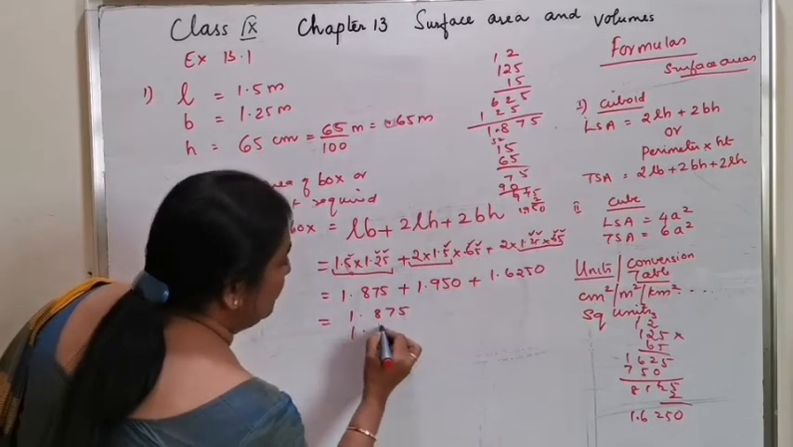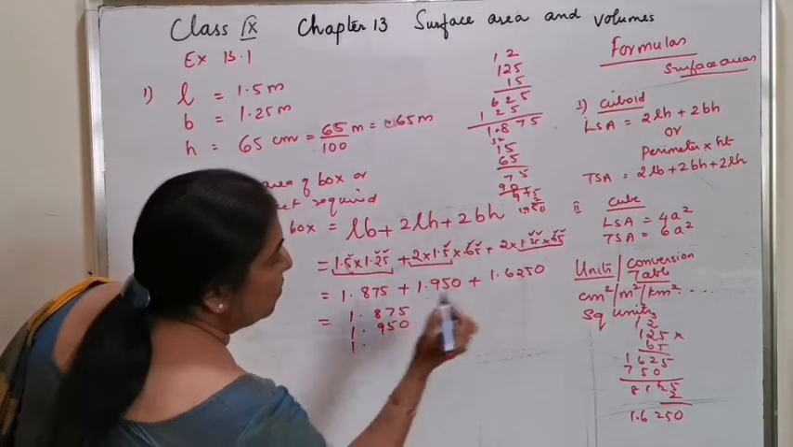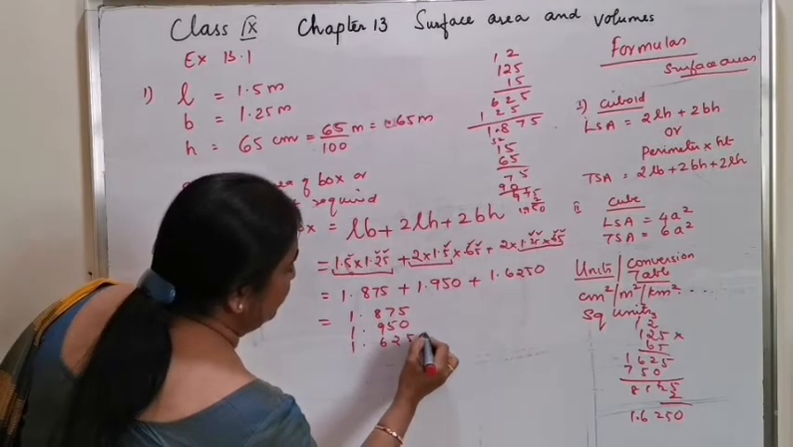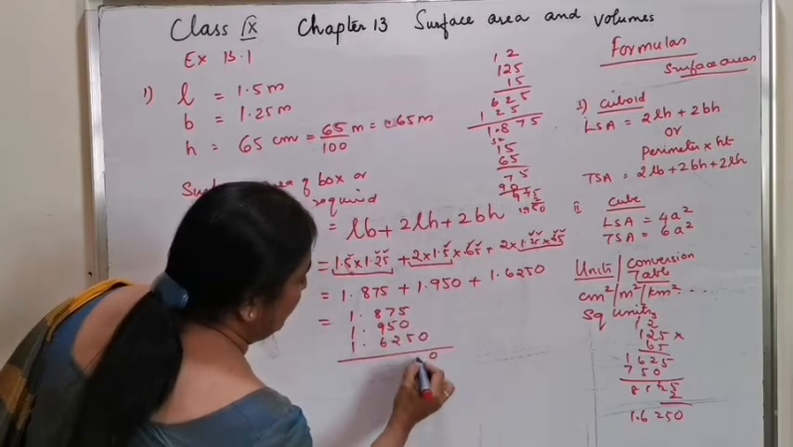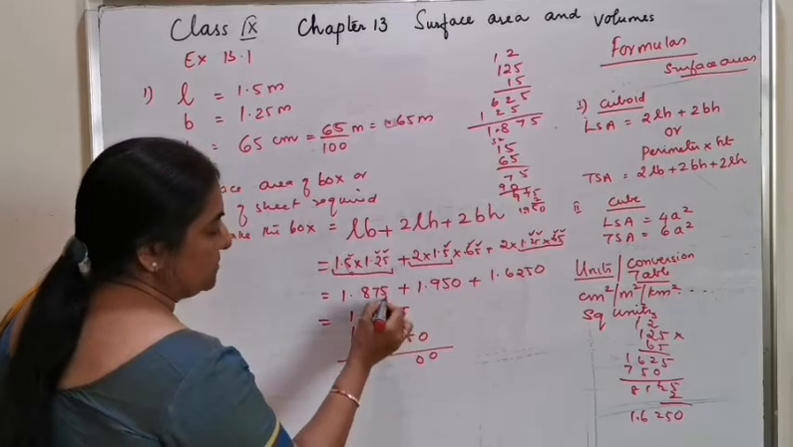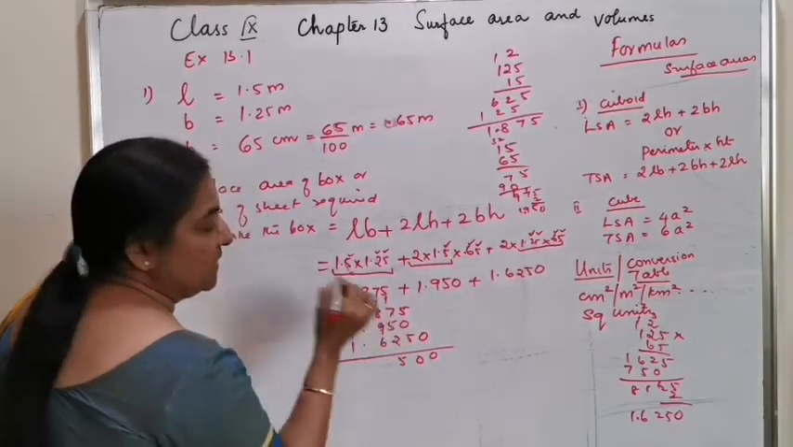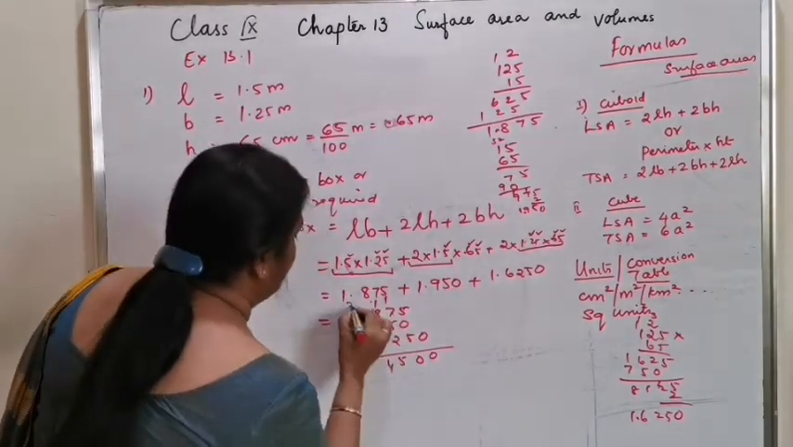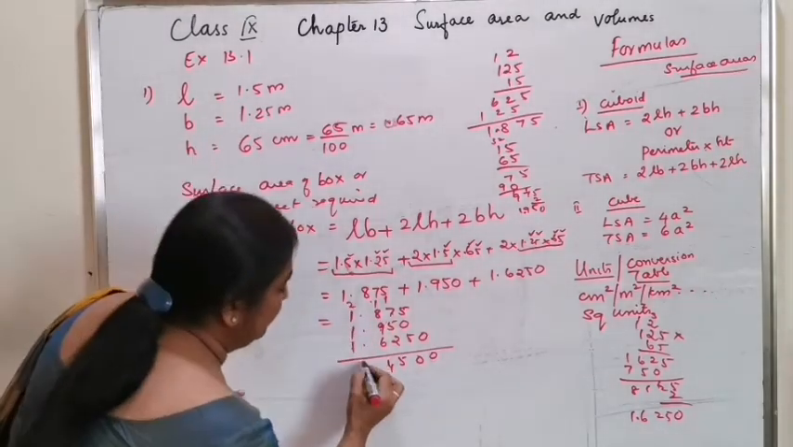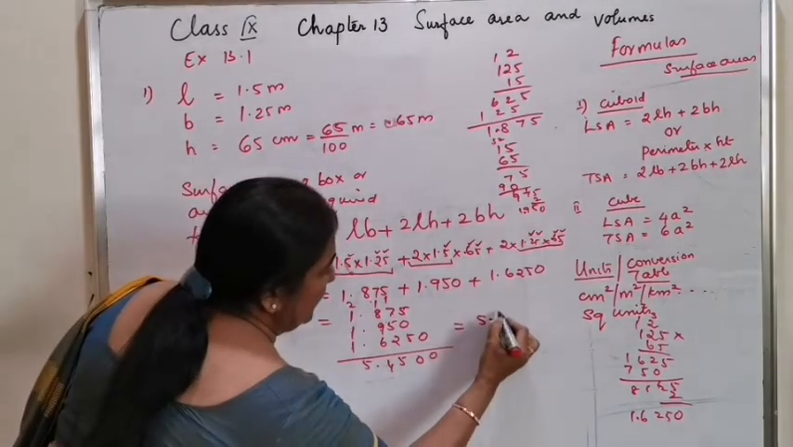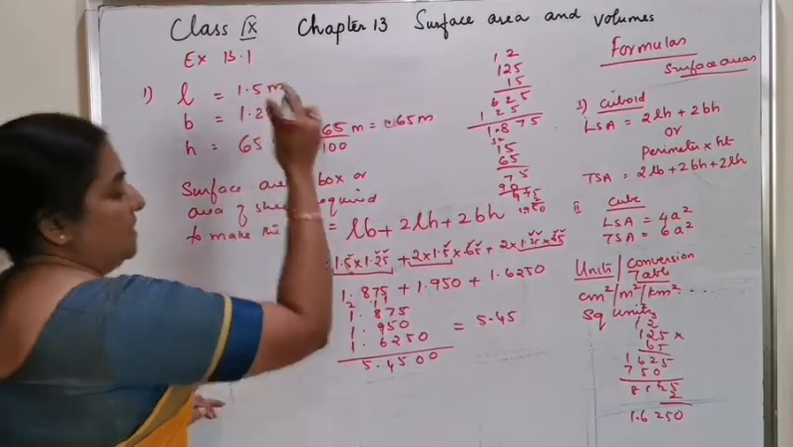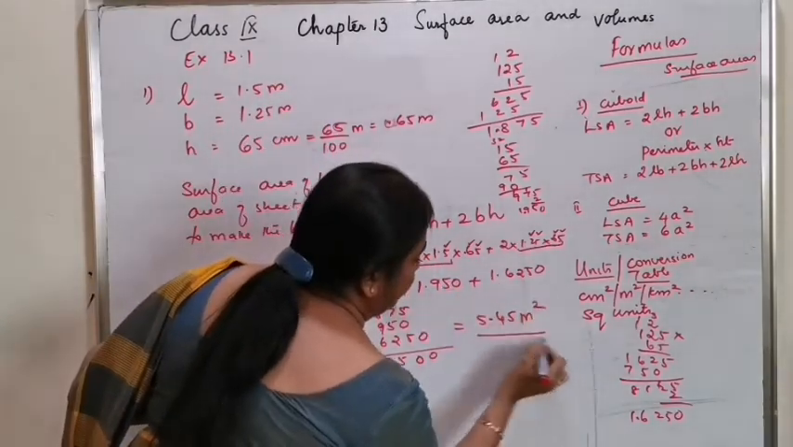1.875, 1.950, 1.6250. 5 plus 5, 10. 7 plus 2, 9 plus 1, 10, 15. 9 plus 1, 10, 18 plus 6, 24, 2, 2, 3, 4, 5. So the answer is 5.45 meter square.